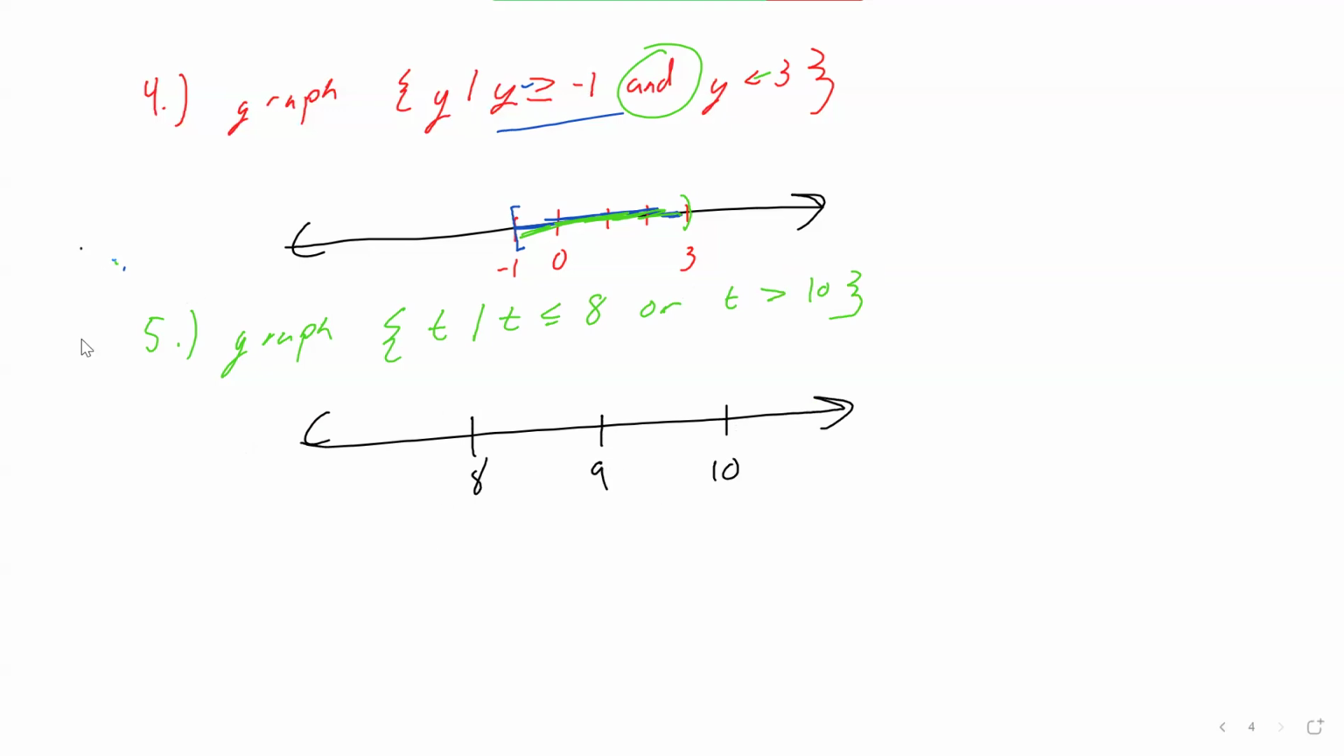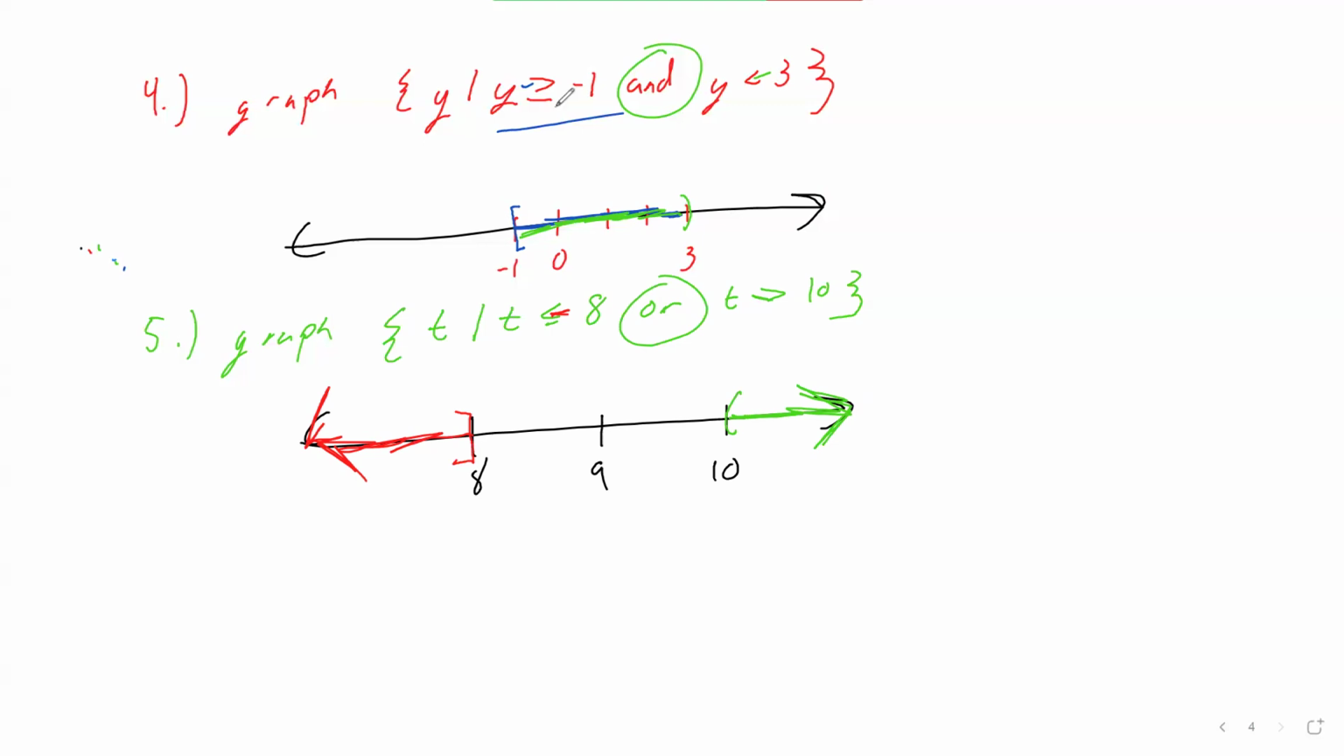All right, so to graph this, I start off with my 8. It's a bracket and it's a less than, so it's going to go in this direction. And then I have my 10, which is the parenthesis going in that direction. With an or case, it does not have to intersect. You just cover everything that works for either this side or this side.